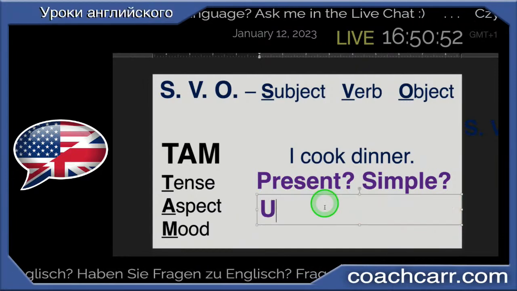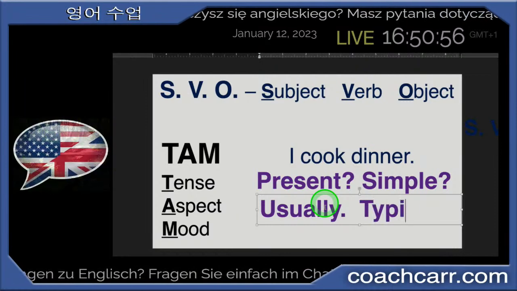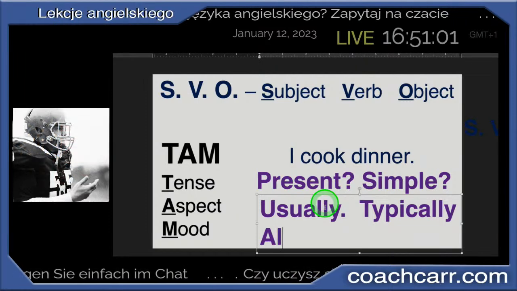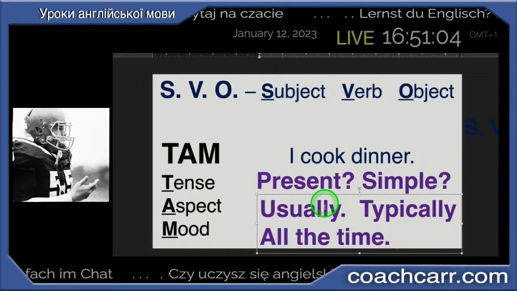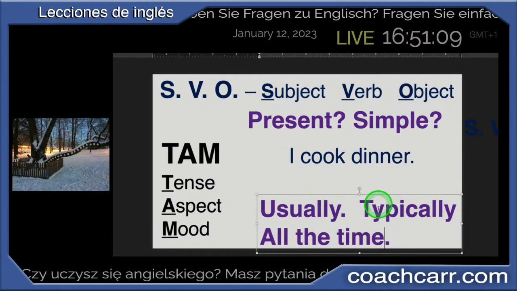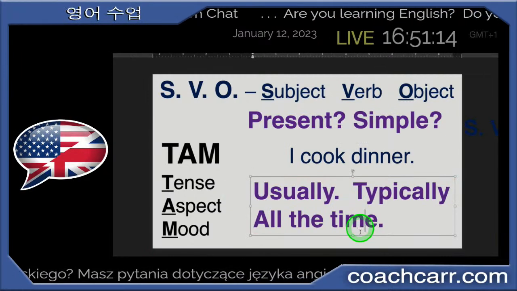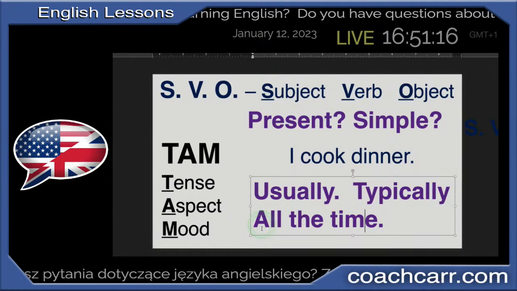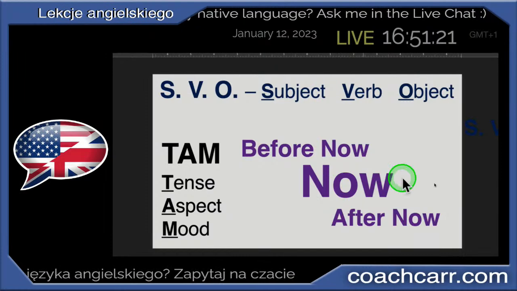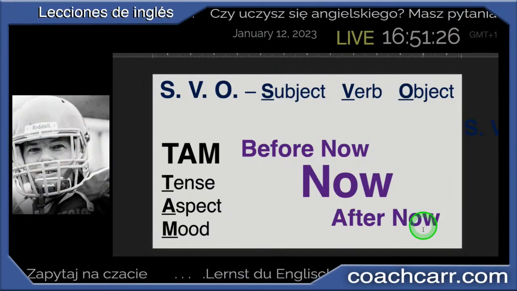Because this is not present. It's more like usually, typically, or really all the time. That's kind of a better fit for it. And where is all the time? That's not really any place in time. If there's just now, if now is all that exists, we have before now, we have after now.